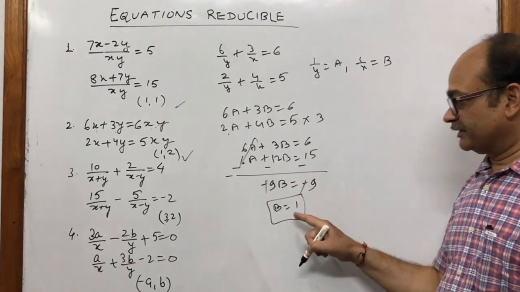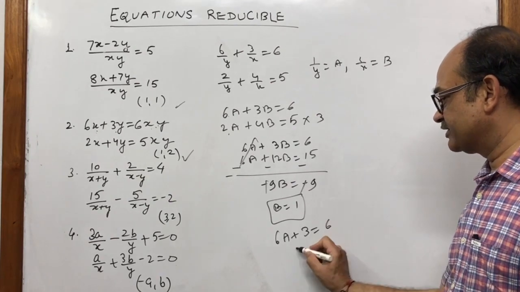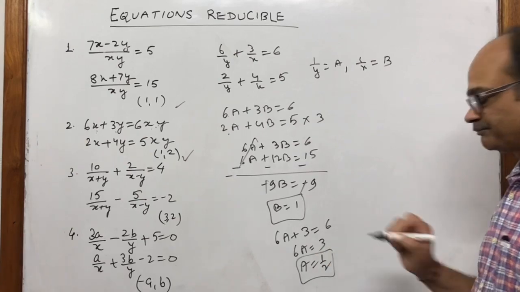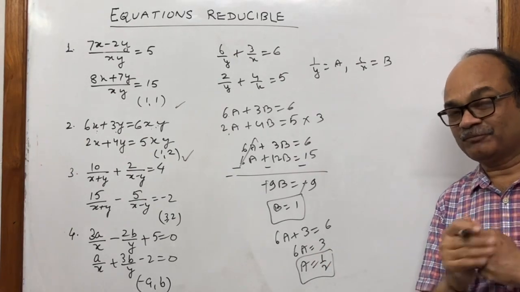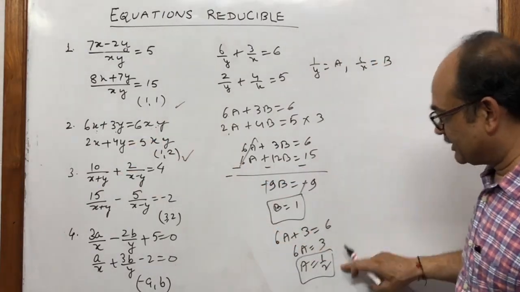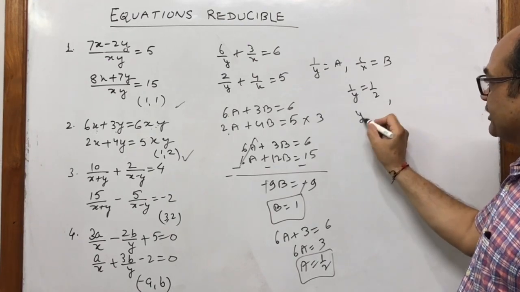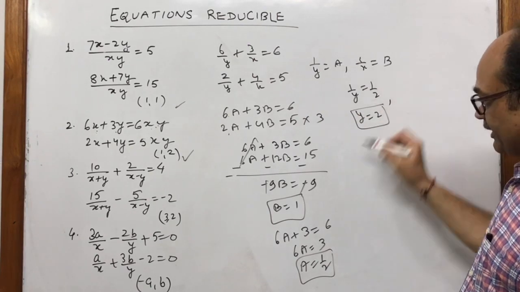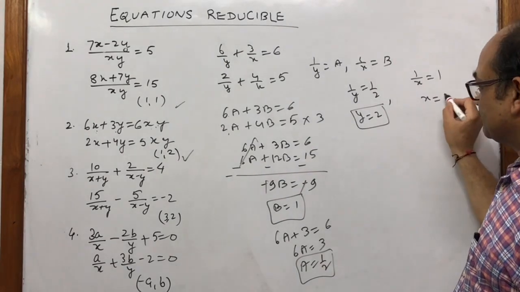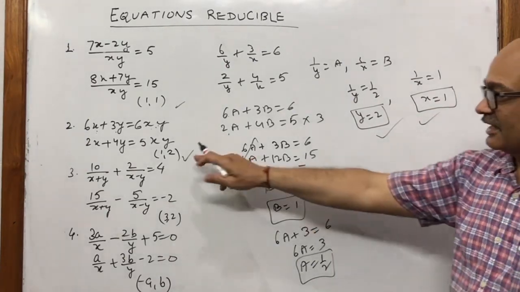When b equals 1, substitute in the first one. 6a plus 3 equals 6, 6a equals 3, a equals half. Now we know the value of a and b, but what was our aim? Our aim is to calculate x and y. So substitute b and a again here. 1 upon y equals a, so y equals 2. 1 upon x means b, that is 1. X equals 1. X equals 1 and y equals 2 is the answer.